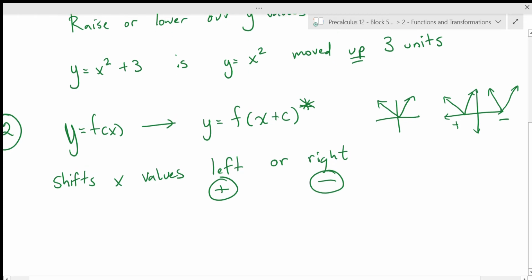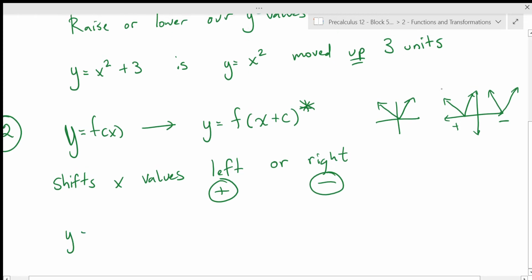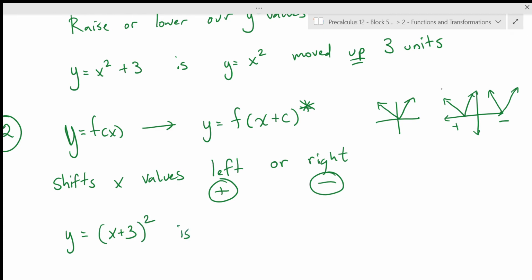Our difference here is if we had like y equals x plus 3 and that whole thing squared, this is y equals x squared moved to the left. So plus moves us to the left 3 units.